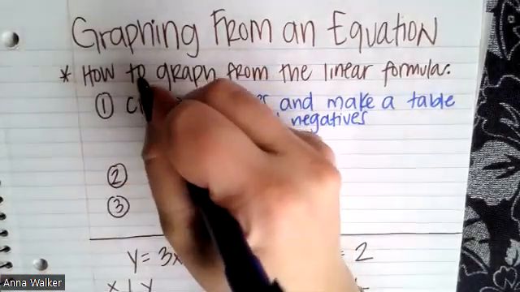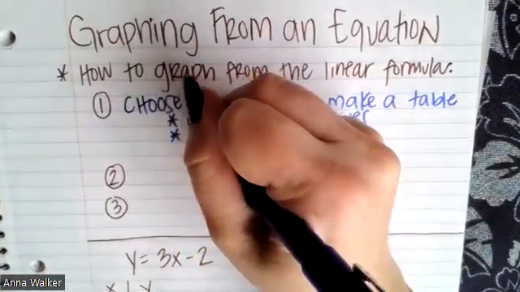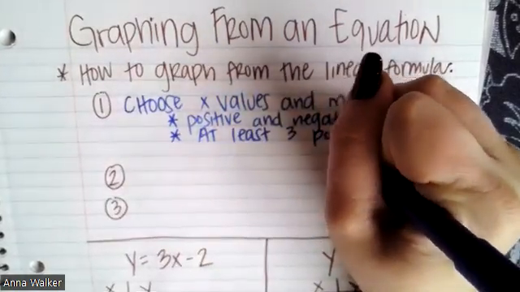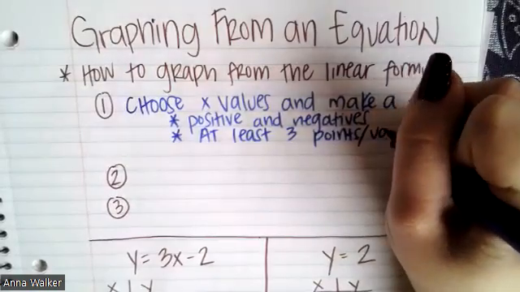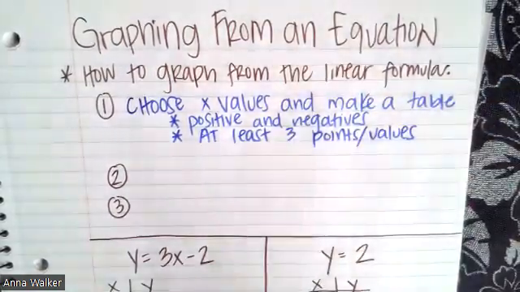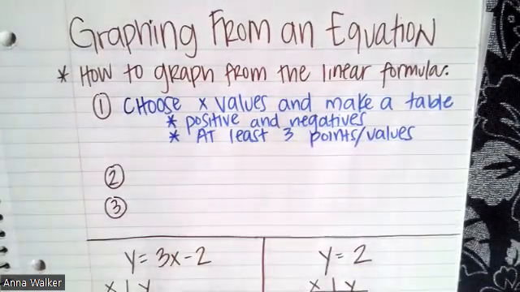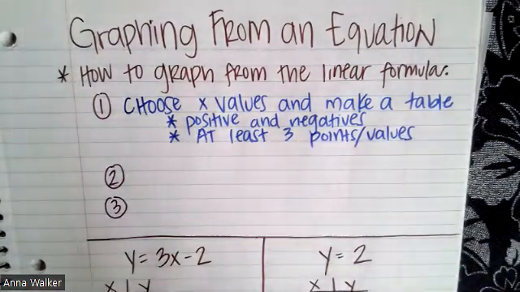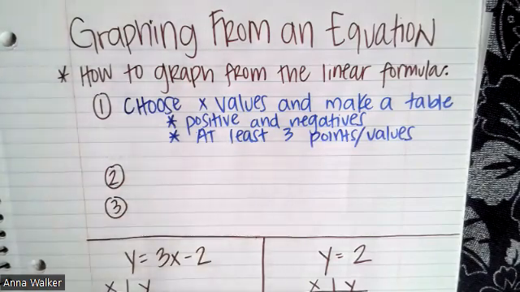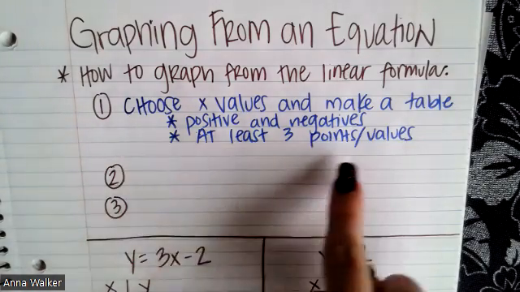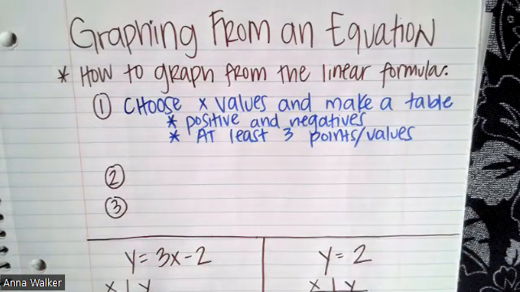The other thing is you need to choose at least 3 points. Or values, because technically we're just choosing X values. So you need to choose at least 3 X values, because remember in one of the videos, I said 2 points makes a line. You just need 2 points to connect the dots and make a line, but 3 points makes a more specific, more defined line. So you need to choose at least 3 values. So that's the first step.